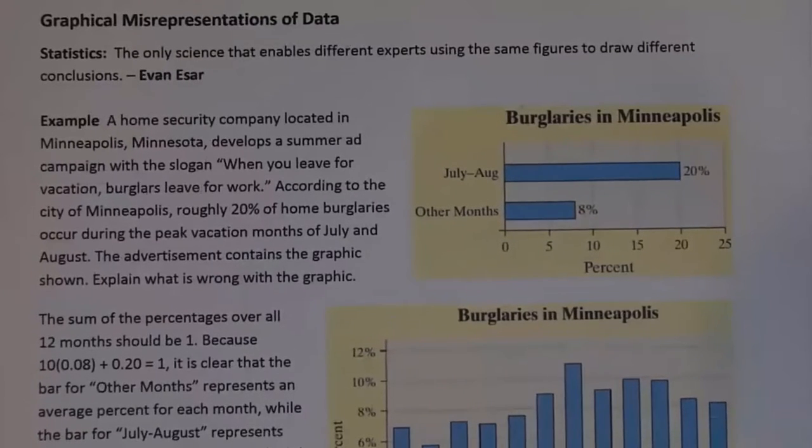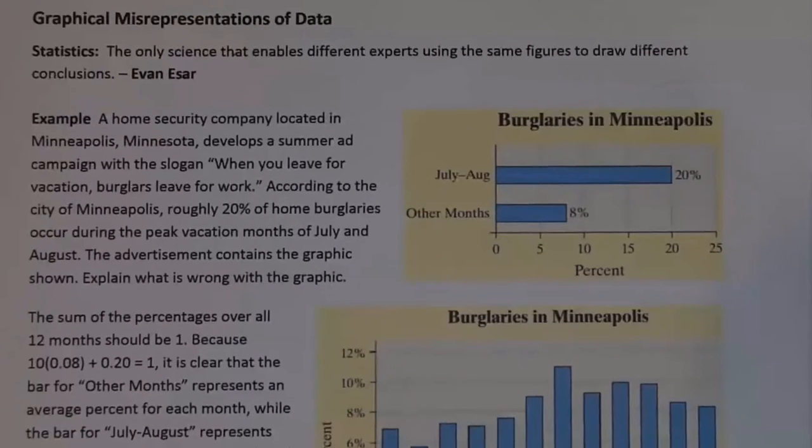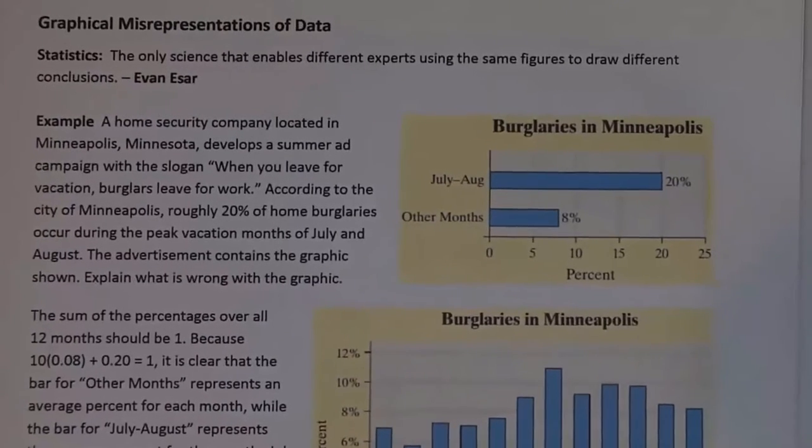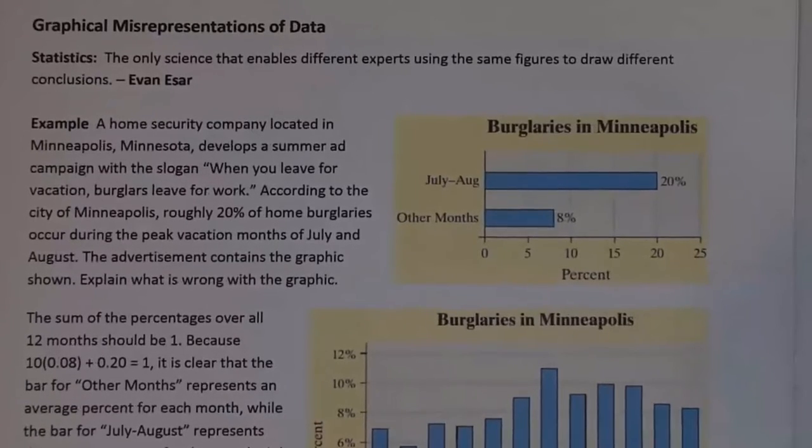Graphical misrepresentations of data. We want to be ethical statisticians. And so to be ethical, that means that you want to make sure that the information you're presenting is truthful and accurate. Sometimes it's possible to misrepresent information by the way we construct a graph. Sometimes that can be done unintentionally, and sometimes intentionally. Regardless of whether it's intentional or unintentional, we want to be mindful of that and do our best to make sure that the information we are presenting is accurate.